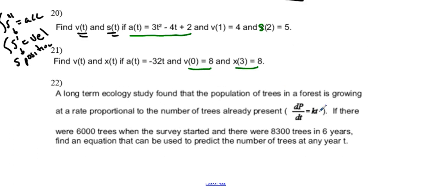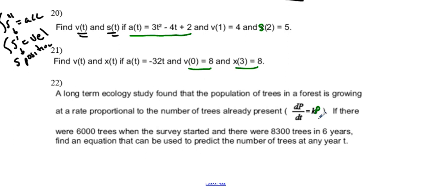From here, this is what we have. This should be a p right there. I said that before. A long-term ecology study found the population of trees in the forest is growing at a rate proportional to the number of trees, presented in this very differential equation. If there were 600 trees when the survey started, and there were 8,300 trees in 6 years, find the equation that can be used to predict the number of trees.